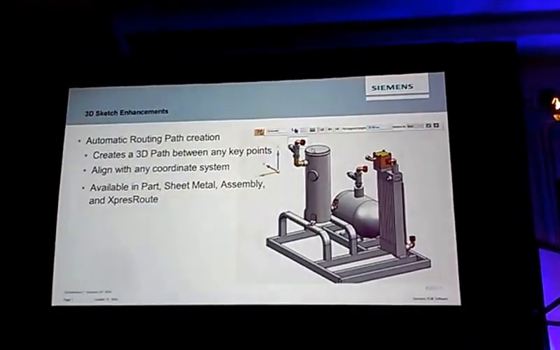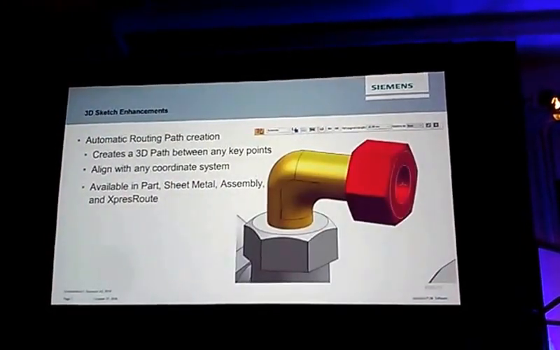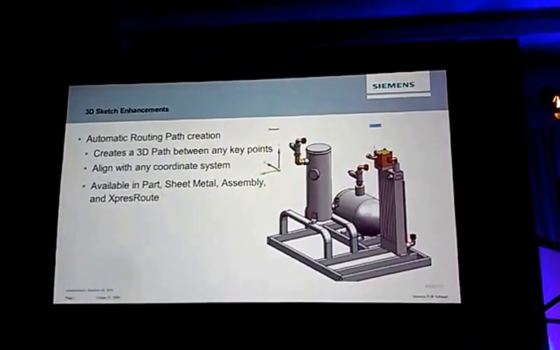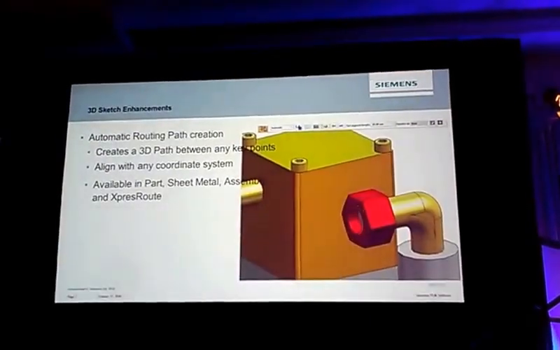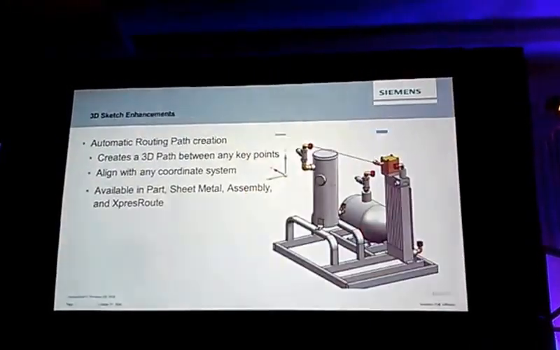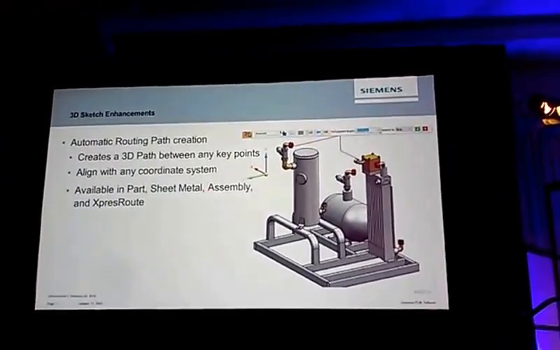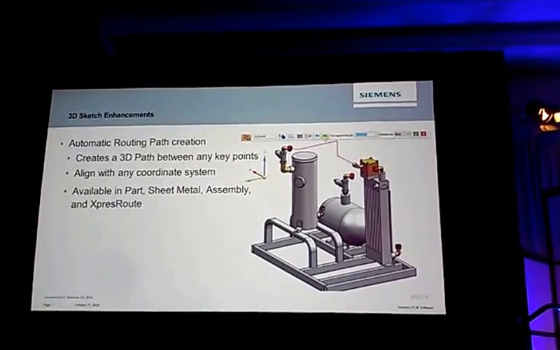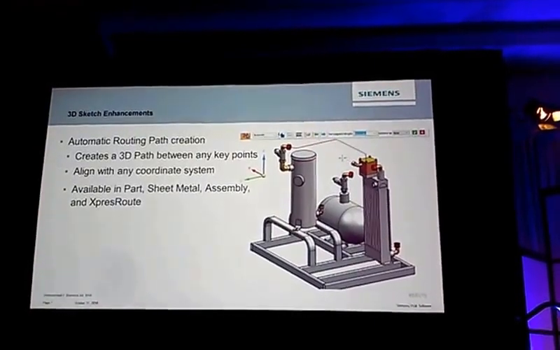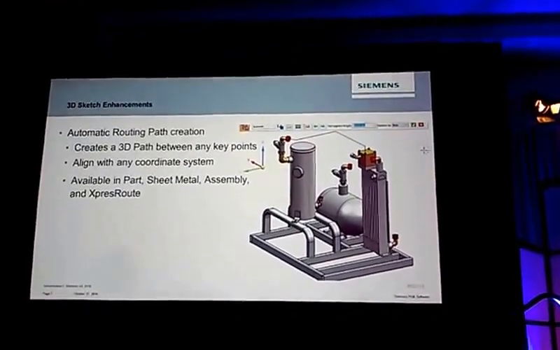For 3D sketching, I think we introduced 3D sketching in ST7. We continue to drive and to add value in 3D sketching, and ST10 will be no different. We're actually adding now the ability to do automatic route path creation. So you pick 2 key points and it automatically will route from point A to point B, giving you the most appropriate path relative to your coordinate system.